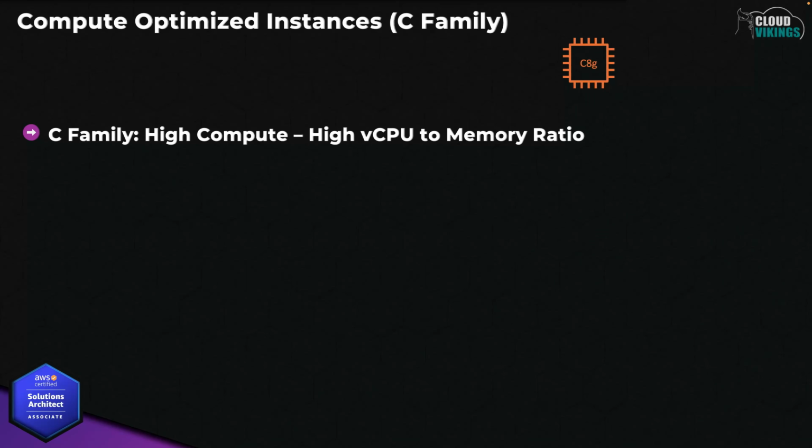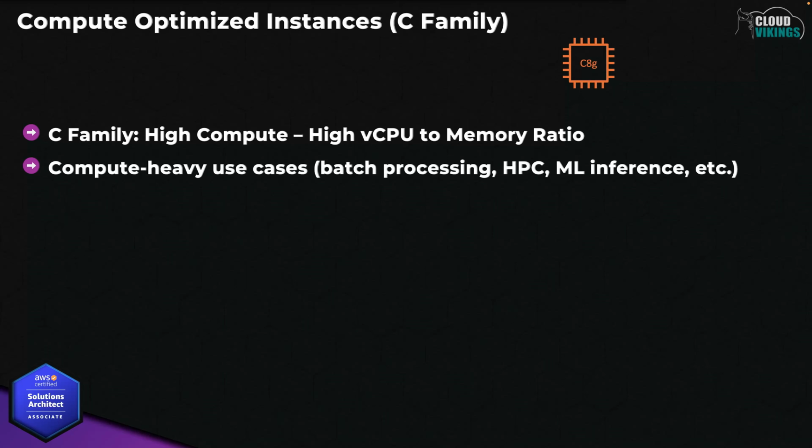The memory to CPU ratio here is lower than the general purpose or memory families, which is fine if your app isn't necessarily memory intensive. This optimization lets you pay mostly for that CPU horsepower that you need without all the extra memory that you don't. Again, these C family instances are all about raw compute power. They really excel when you need to crunch numbers fast or handle a large number of compute threads in parallel.